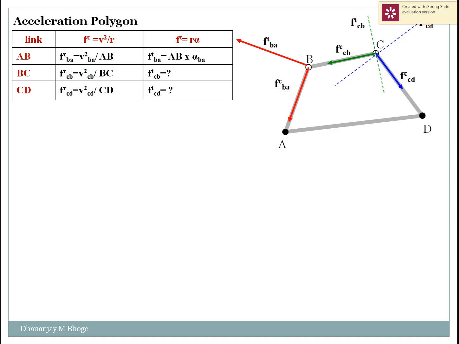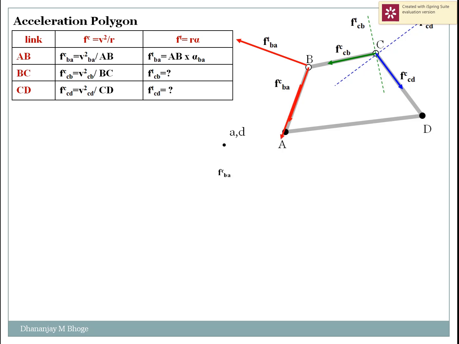So let us begin. Consider the fixed link AD. For link AD, which is not moving, its centripetal component vector will be a zero length vector. So this is a zero length vector, which represents the centripetal acceleration of D relative to A, which is 0. The tangential component is also 0 for a fixed link.